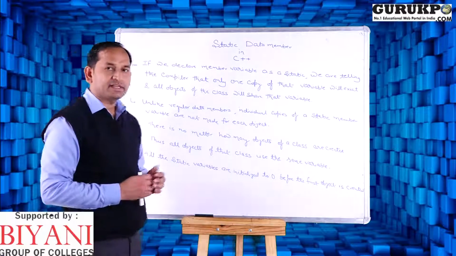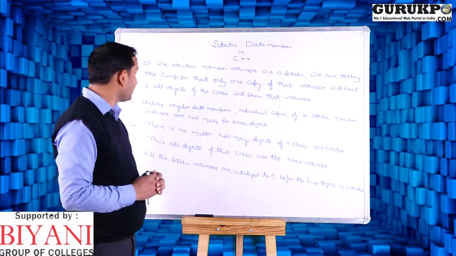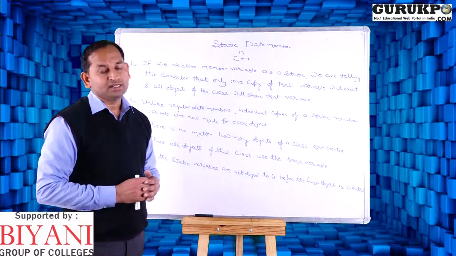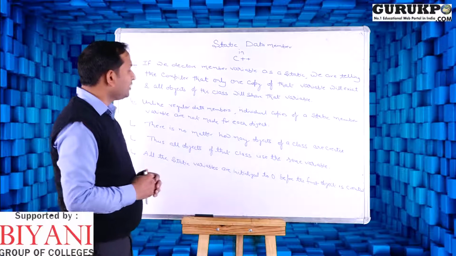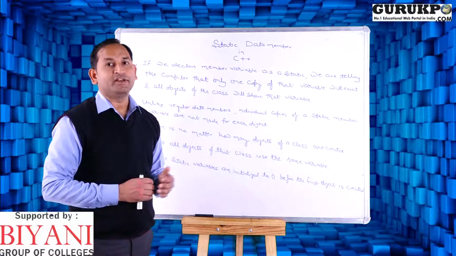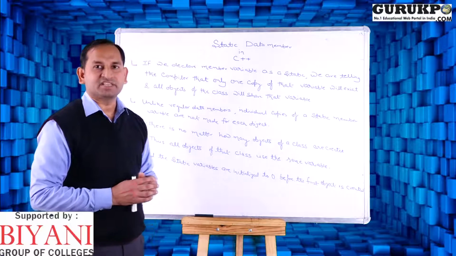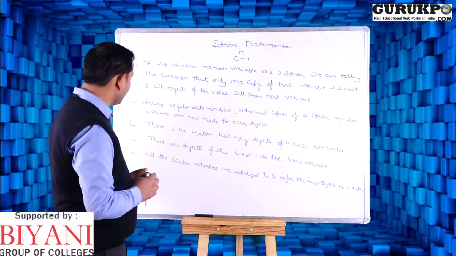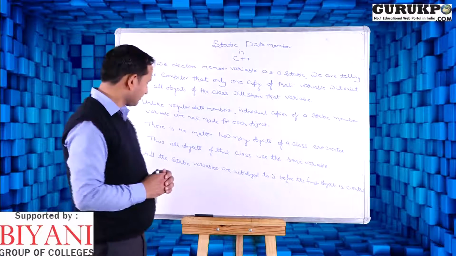Second point regarding static data members: unlike regular data members, individual copies of a static member variable are not made for each object. That is, all objects will share the same copy of the static member variable. It does not matter how many objects of a class are created. We can create any number of objects and all objects will share the same copy of the static member variable. Fourth, all objects of that class use the same variable.